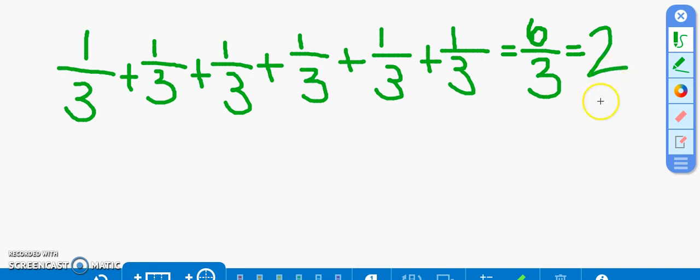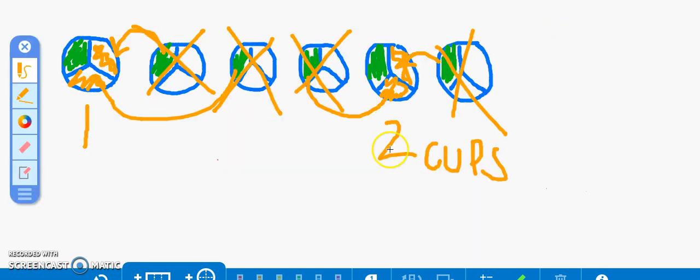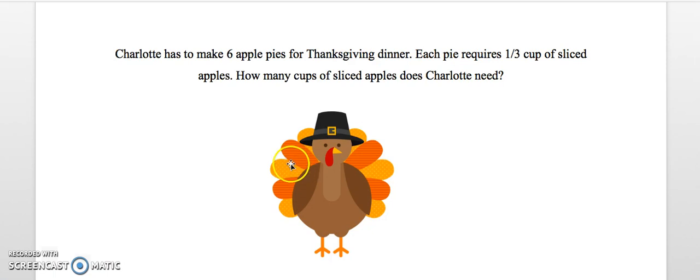Does that represent our cups? It absolutely does. So you have 2 cups here. Two cups, just like we ended up with over here. We had our 2 whole pies. So, how many cups of sliced apples did Charlotte need? Charlotte needed 2 cups.